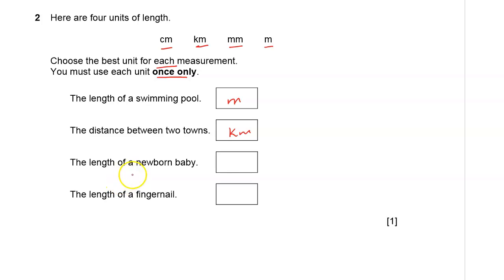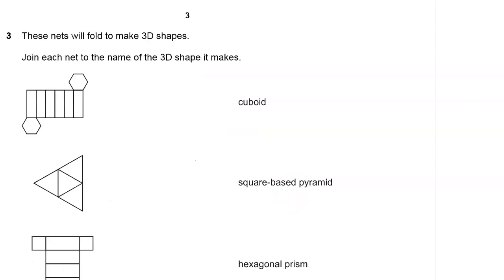Next, the length of a newborn baby. The length of a newborn baby should be in centimeters; it cannot be in kilometers, neither can it be in meters. The length of a finger nail, of course, is not going to be in centimeters. That is the answer to that.